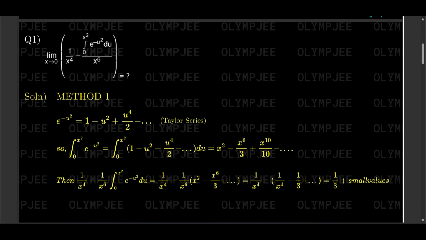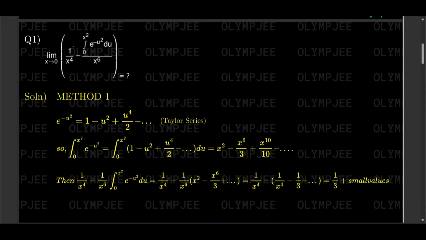So the first question, we have to find a limit x tending to 0, 1 by x raised to the power 4 minus integral from 0 to x square e raised to the power minus u square du whole divided by x raised to the power 6.